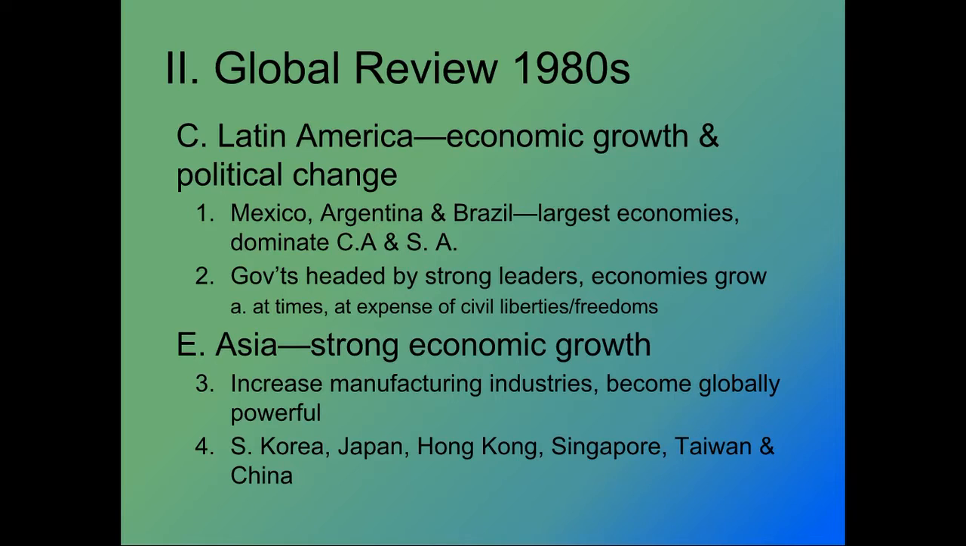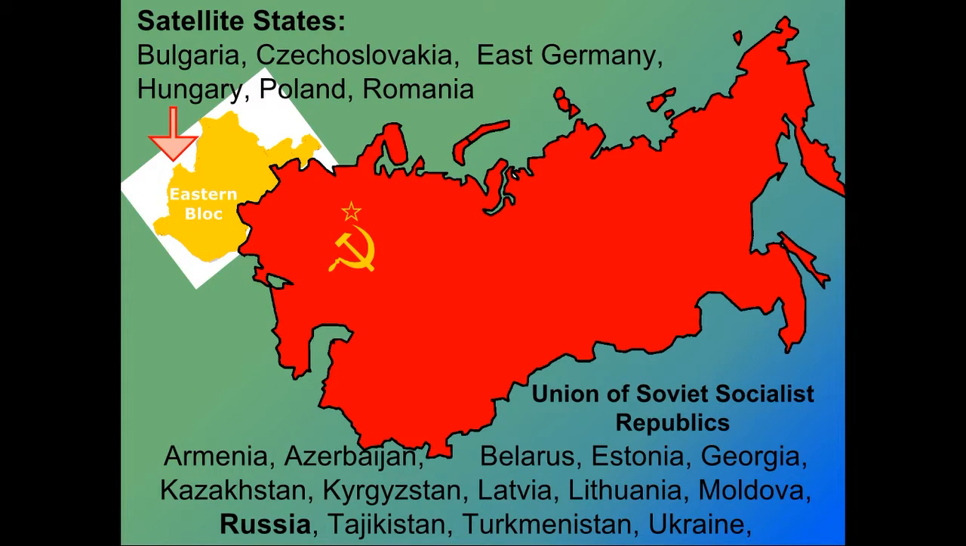Now let's start to talk about what leads to the end of the Soviet Union to kind of continue these patterns. And first, we're going to talk about the satellite states. Now, what are the satellite states? Hopefully, when I say that, you're thinking, Miss Steph, we know what the satellite states are. You don't need to tell us again. But just in case, I'm going to review it.